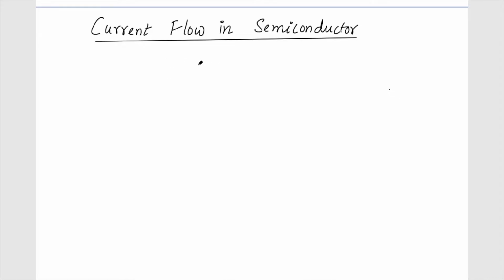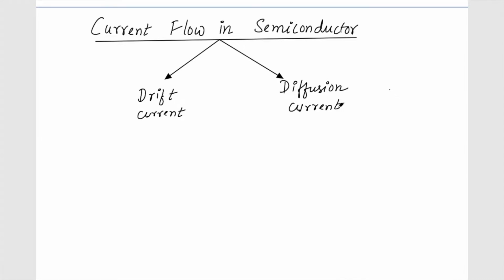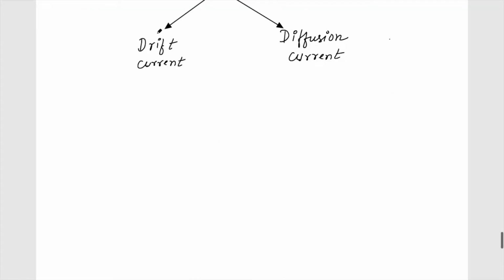The flow of current in a semiconductor can be categorized into two components. One is the drift current and the other is the diffusion current. So we will see both types of current in detail in this lecture. Let's discuss the drift current first.